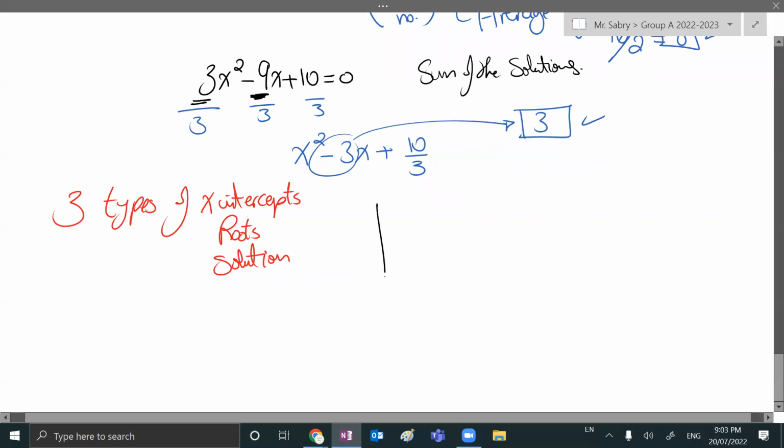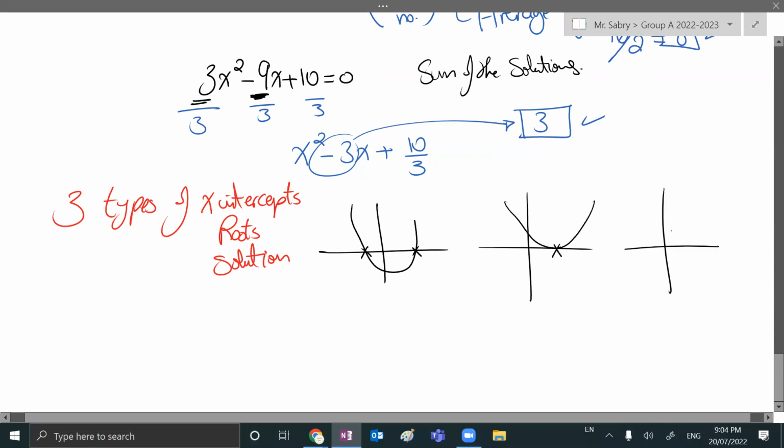There is a case where you can find that the parabola intersects the x-axis twice. Mister, the internet cut out, but no problem. I knew you went out and then you joined. Don't worry. There is another case where the parabola would intersect the x-axis once. And there is a case that the parabola would not intersect the x-axis at all.